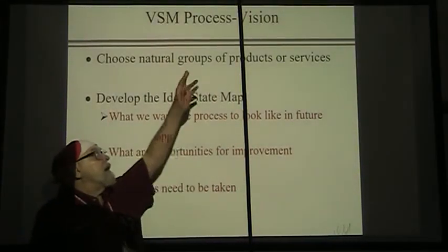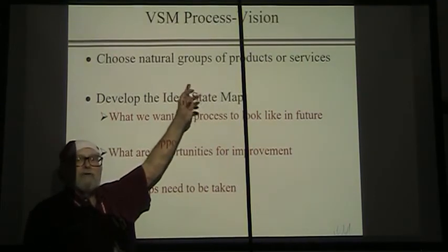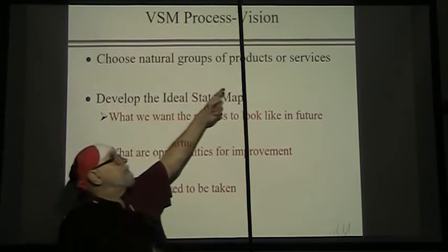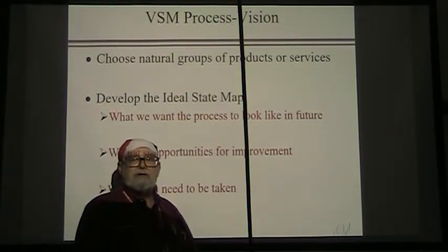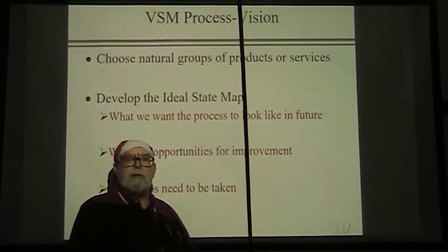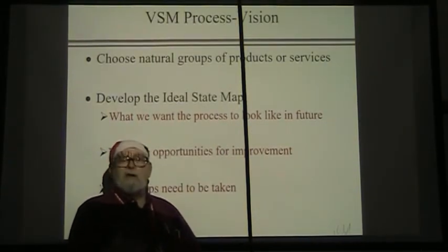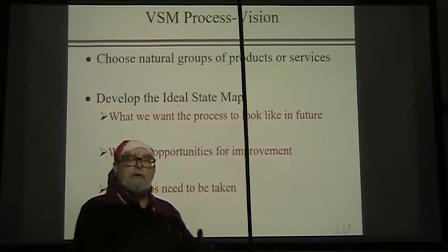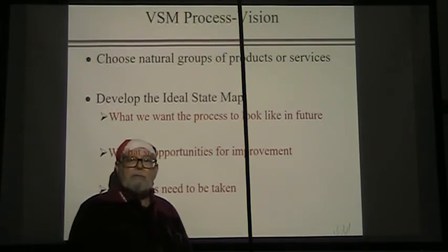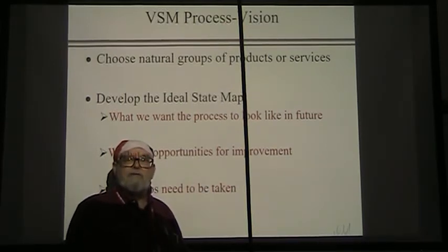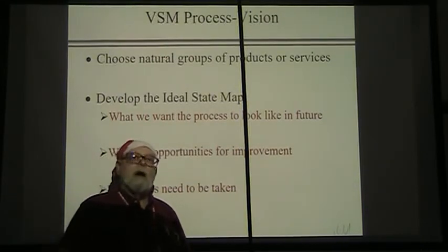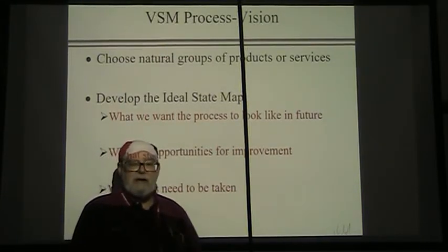All right, so in our vision for our value stream mapping, what are the natural groups of products or services? Now, those of you with an industrial engineering background, you're going to know some techniques for how do we group parts, or how do we group different kinds of services, whether it's rank order clustering or some other more complicated scheme.